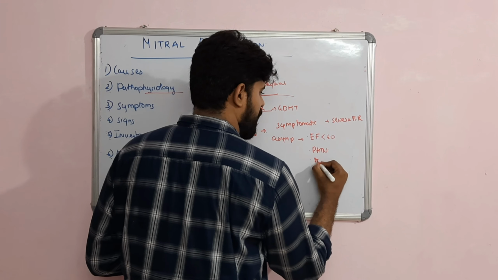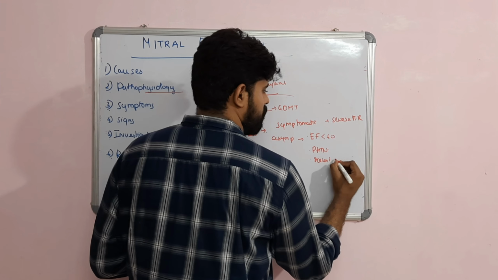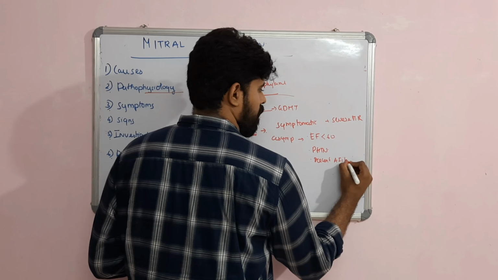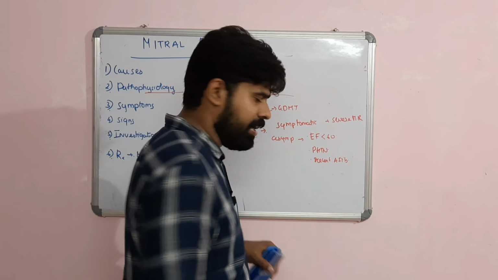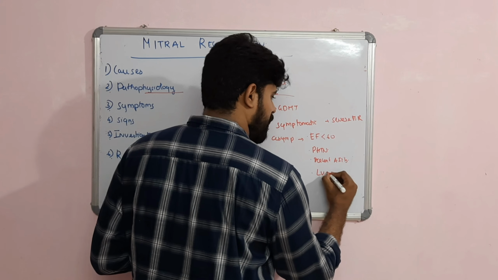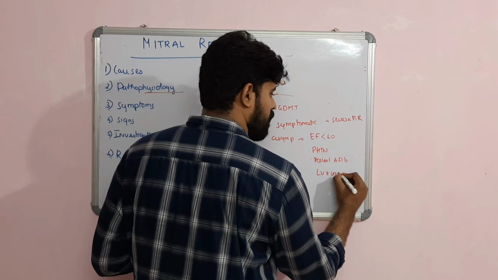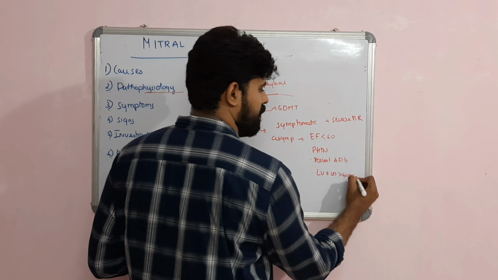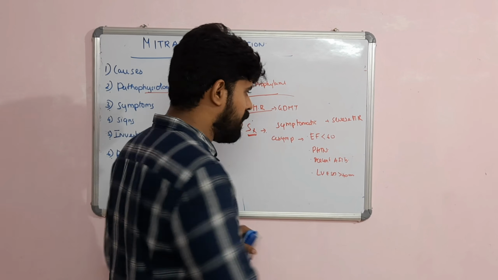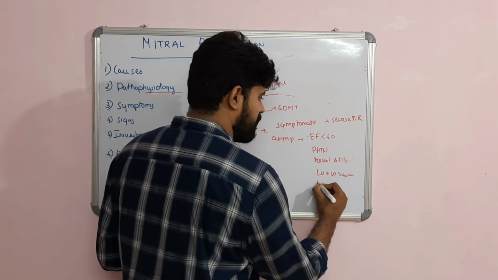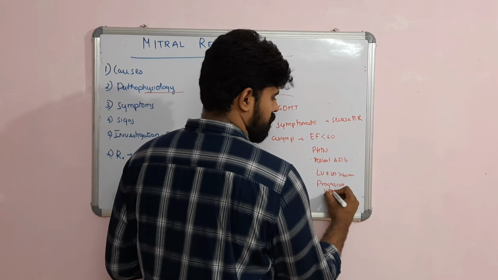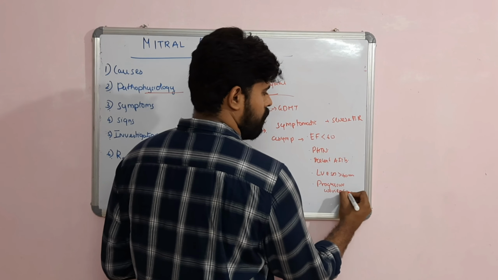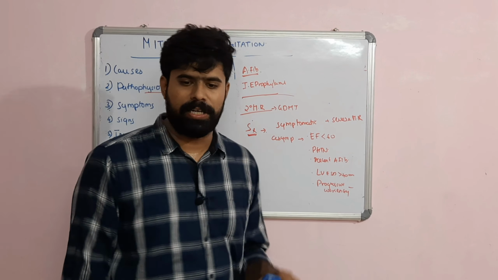Recent onset atrial fibrillation, then also you can take the patient for surgery. A patient with LV dilatation and an LV end systolic diameter of more than 40 millimeters, then you can take the patient for surgery. Any patient with a progressive worsening on yearly echo, then you can take the patient for surgery.